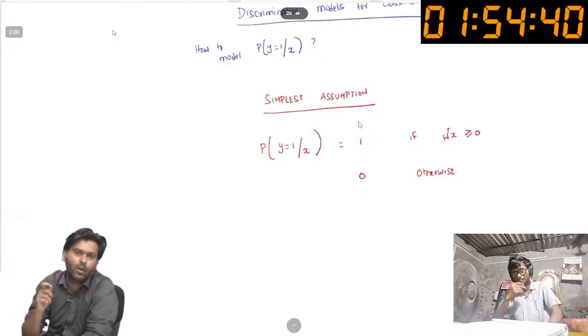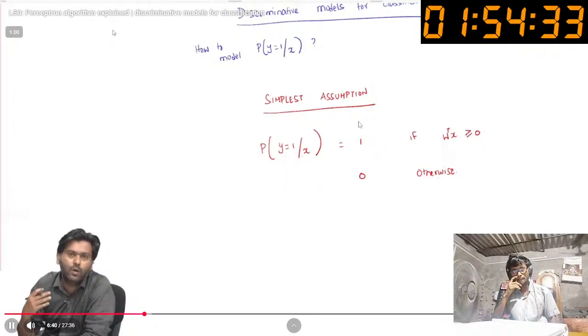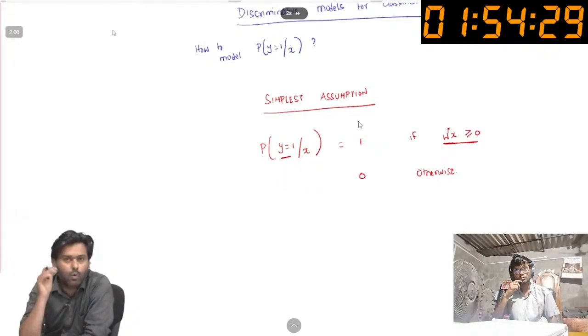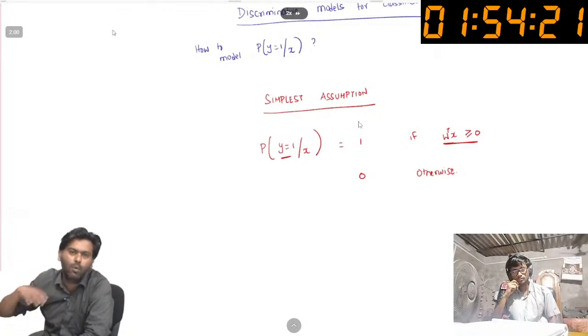So when will this coin have both sides heads? Well, when y equals 1, right? So which means that if for the given x, w transpose x is greater than or equal to 0, then I would simply say the label is 1. If for the given x, w transpose x is less than 0, then I'm simply going to say the label is 0.